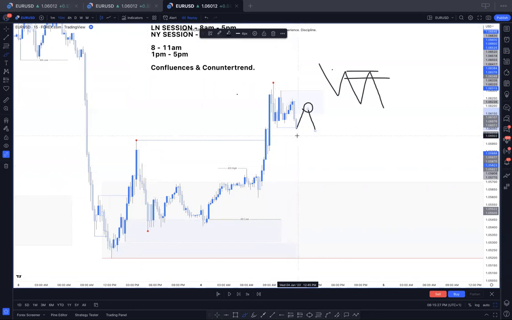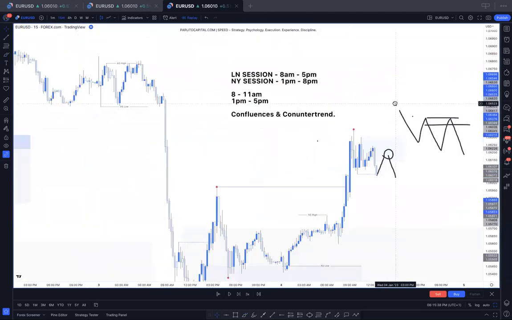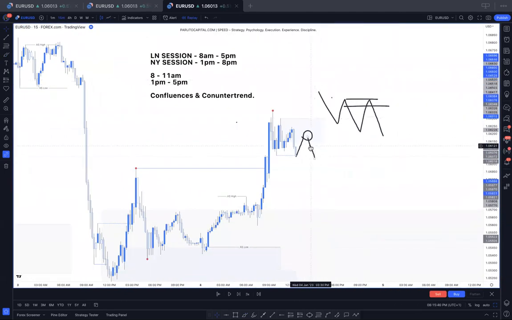So now around 12:30 p.m. today, you can see price now took out this. So I'm looking for a pullback and then I'll look for an opportunity to sell. So let's see if we get an opportunity, right? So let me take out this drawing.